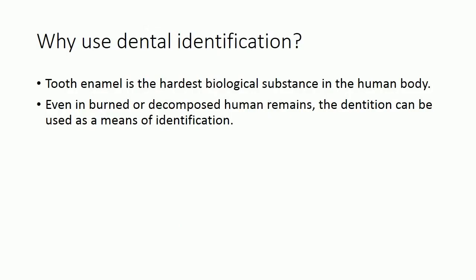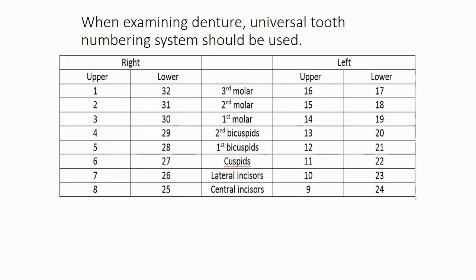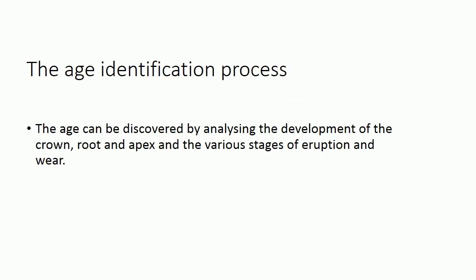Why use dental identification? Tooth enamel is the hardest biological substance in the human body. Even in burned or decomposed human remains, the dentition can be used as a means of identification. When examining dentures, the universal tooth numbering system should be used. The age identification process: the age can be discovered by analyzing the development of the crown, root and apex and the various stages of eruption and wear.